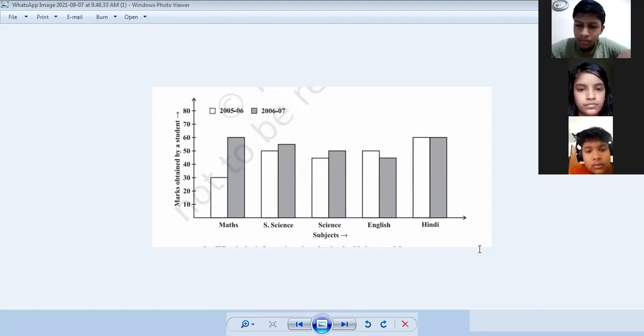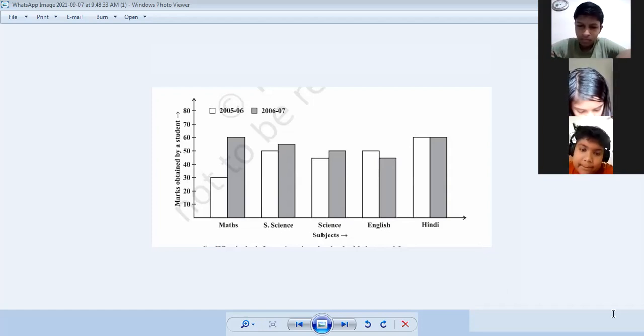But our question was, in which subject has the performance improved the most? Improvement means? Science. There is an increase in the mark. So we have to find the most improved subject. Which one is the most improved subject here? Maths. Because in 2005 to 6, the mark obtained by the student was 30. But in 2006 to 7, it becomes 60. So there is a huge increase, or huge improvement. We can say it as either increase or improvement.